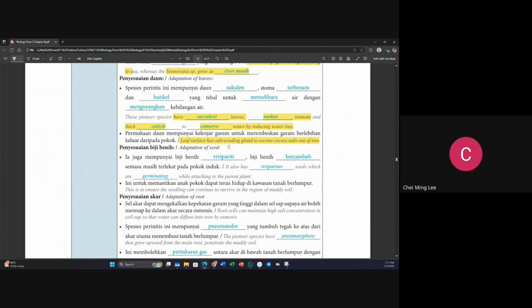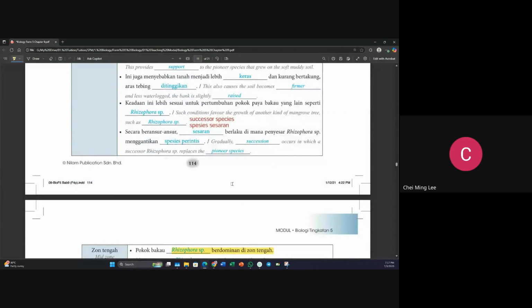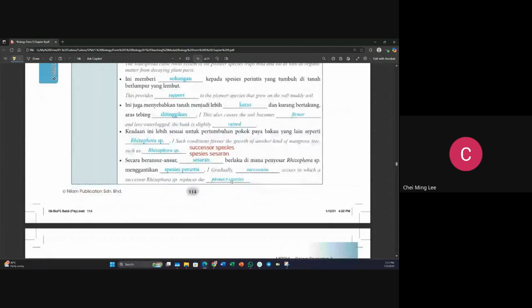For the adaptation of the seed, they have a viviparous seed. A viviparous seed is a seed that germinates only while attached to the parent plant. I don't know whether they draw it here. Let me check. Oh, I think they never draw it here.